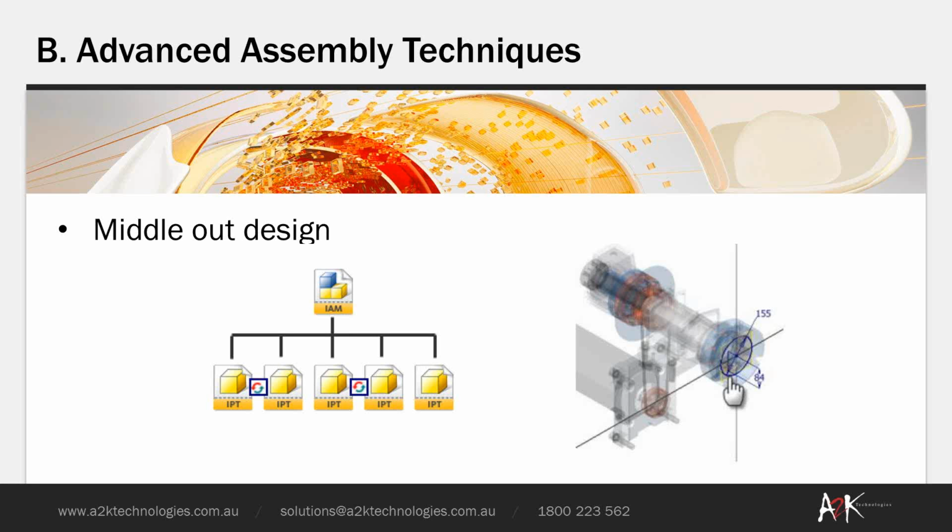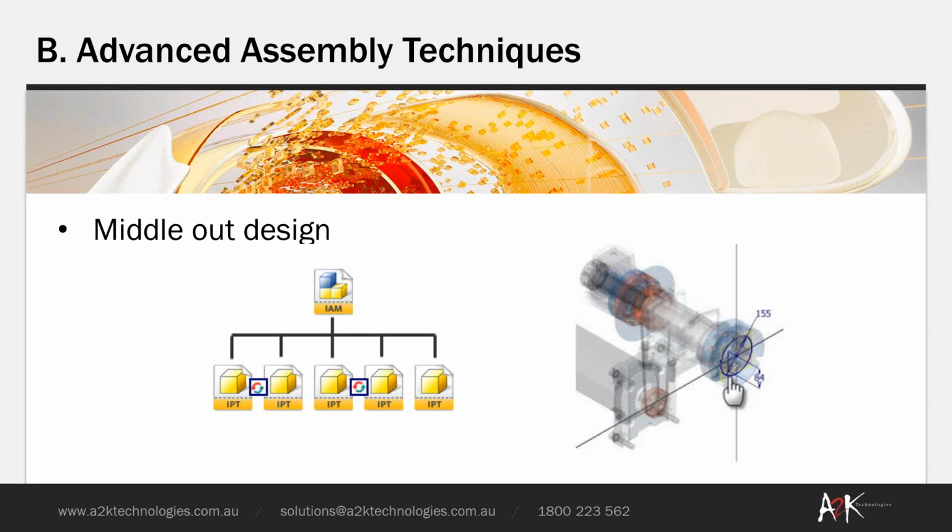And adaptive parts are parts that update when another part changes. The adaptive symbol is shown just between those two little first IPT symbols on the left-hand side. So it's that little blue and red arrows. That's a sign that it's adaptive.